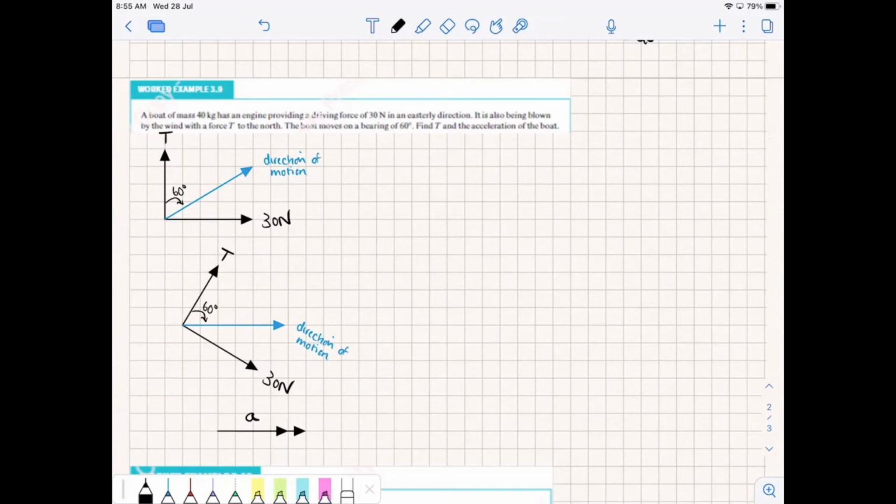Now, once again, you will do this on the diagram itself, but just to make it easier, I'm going to do it off to the side so you can see clearly what I'm doing. Or I could actually do them on the diagram. I'll just do them in a bit of a weird way. Okay? So let's split the components of T and 30 newtons up into both vertical and horizontal. There's the vertical component, and the horizontal component must go in that direction.